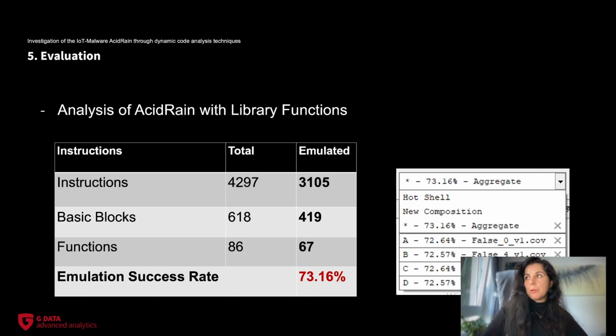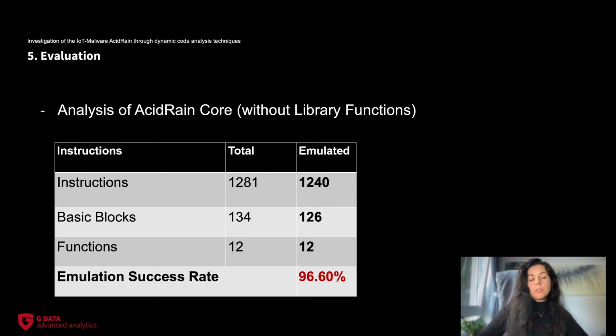Okay, the question now is, it sounds pretty good, but why not more? This is because of the library functions which are included in AcidRain, and there are some library functions which AcidRain never needed. So yeah, this is why it's just 73%.